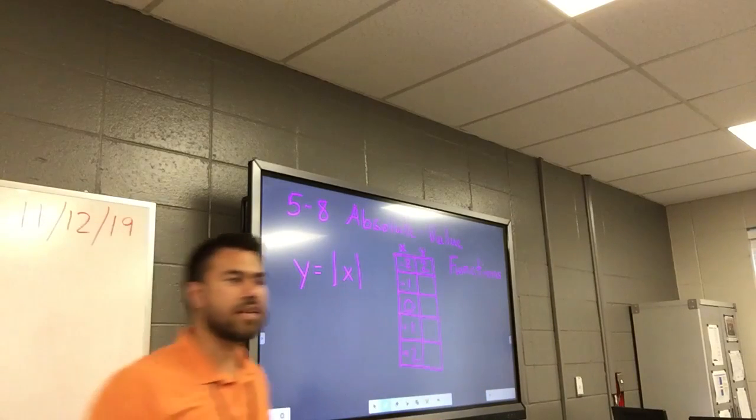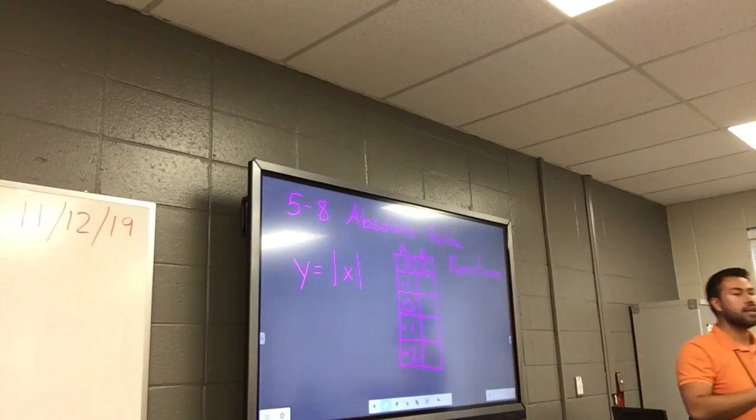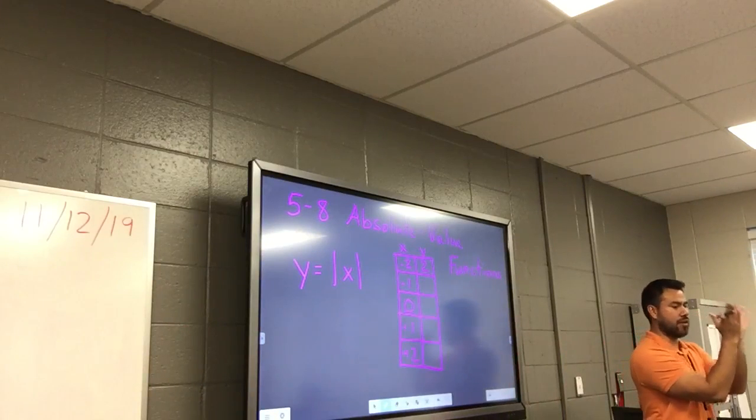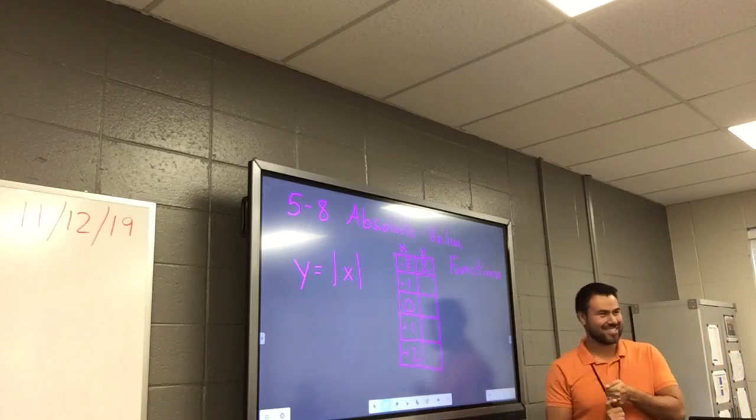And do you guys remember what I said about the shape of this graph? So we're eventually going to get to the graphing part. It's going to be a V, okay? It's a V graph. Wait, do we have to do this? Yes. Good question. Yes.